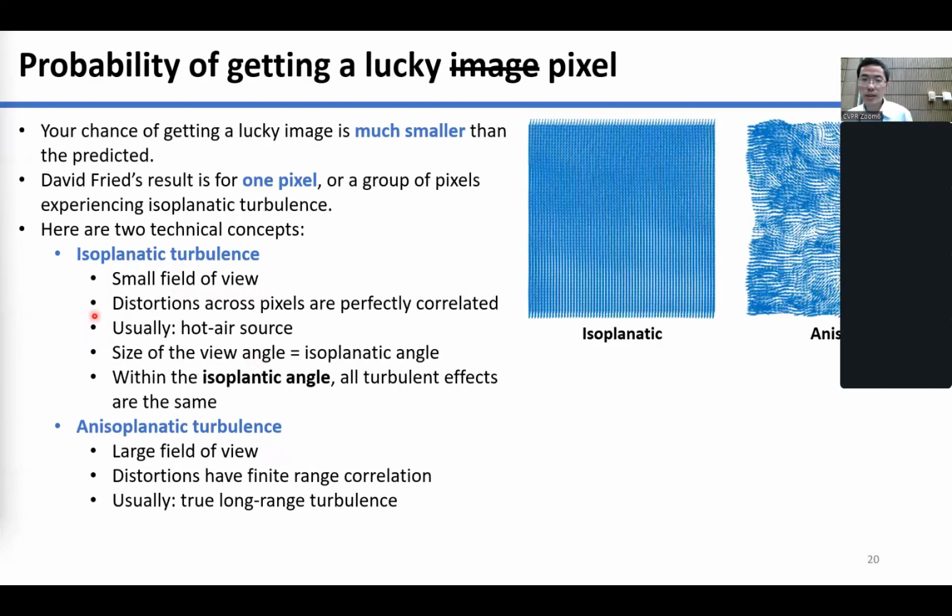Okay, so two concepts here: isoplanatic turbulence and anisoplanatic turbulence. Isoplanatic turbulence is a very, very tiny field of view, very, very small field of view, in which all the pixel displacements are shared. And anisoplanatic turbulence would be the thing that we care about. Every pixel distorts differently.